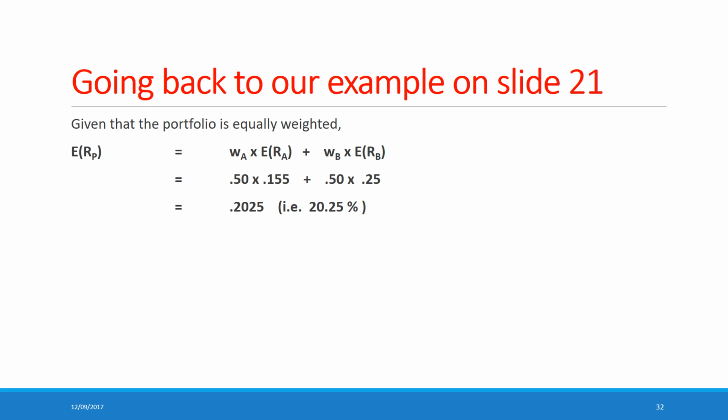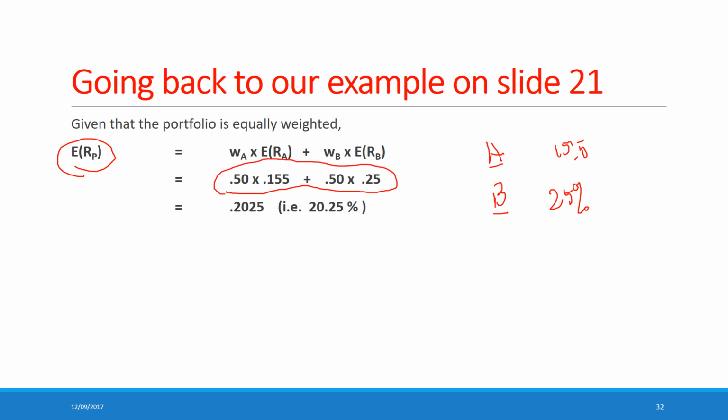So going back to our example on slide 21, what did we have before? We had two assets, asset A and asset B, equally weighted. Asset A's return was 15.5%. Asset B's return was 25%. Because they are equally weighted, they both carry 50% of the weight. Therefore, the expected return for this portfolio is simply the average of 15.5% and 25%. So that's 20.25%.